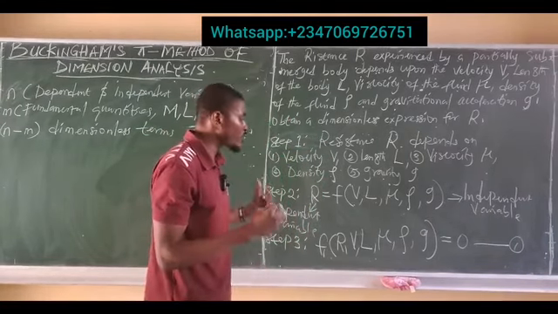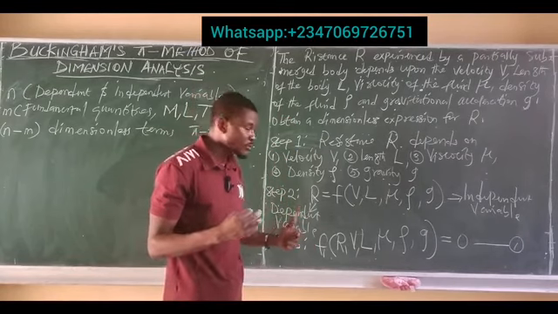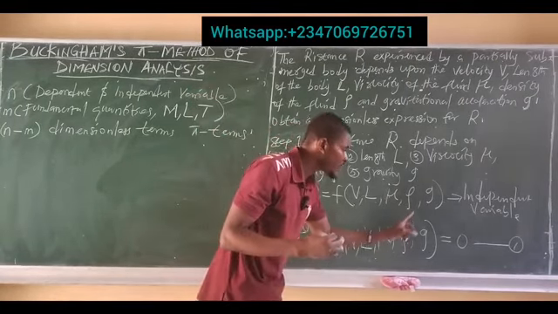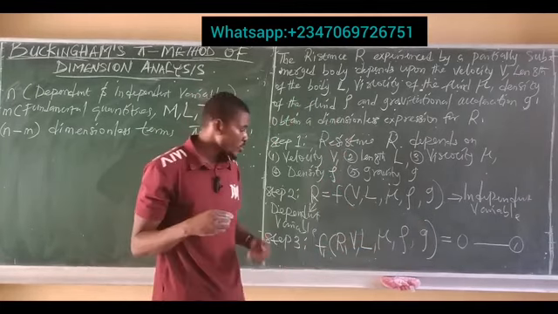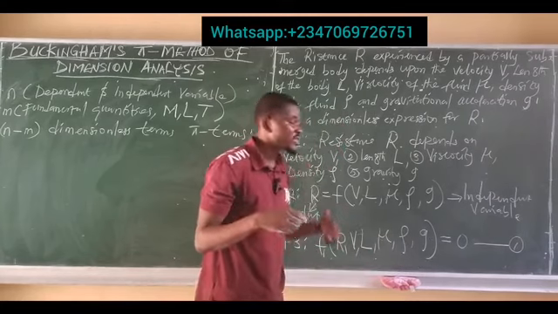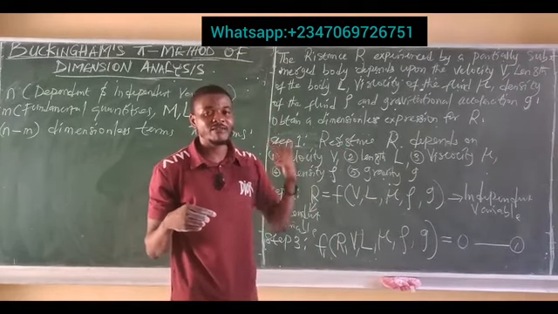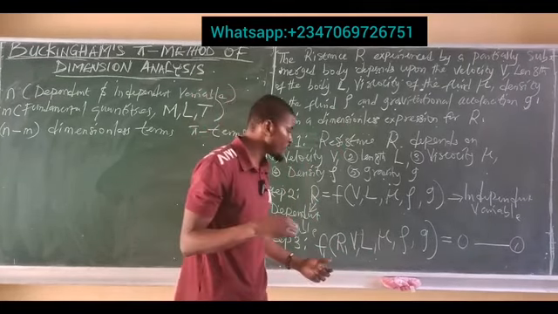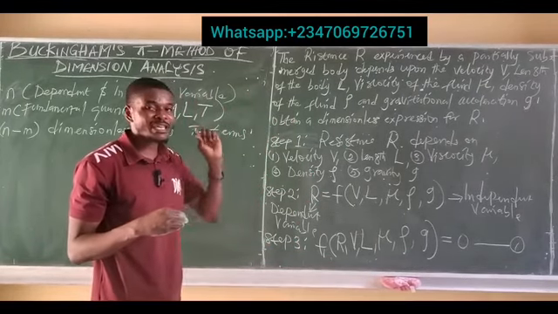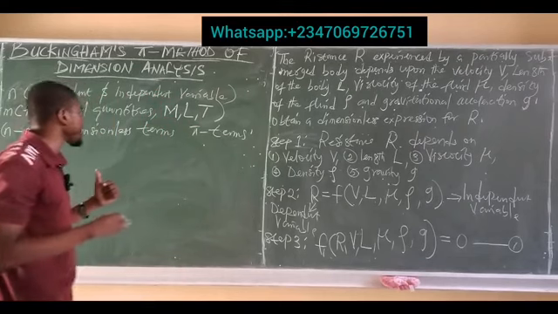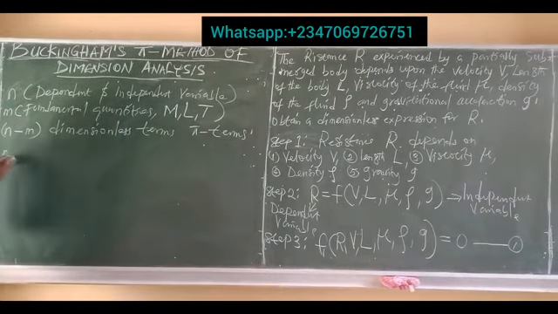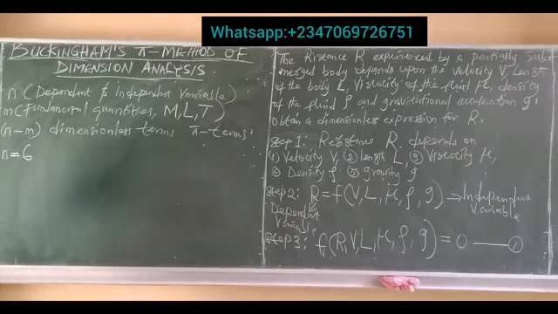Therefore, the total number of dependent and independent variables becomes 1, 2, 3, 4, 5, 6 variables, where R is the dependent variable and these other 5 are the independent variables. So the total number of dependent and independent variables is equal to 6. From Buckingham's pi method, n is simply equal to 6.